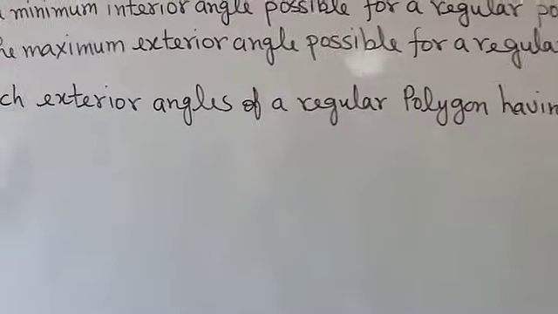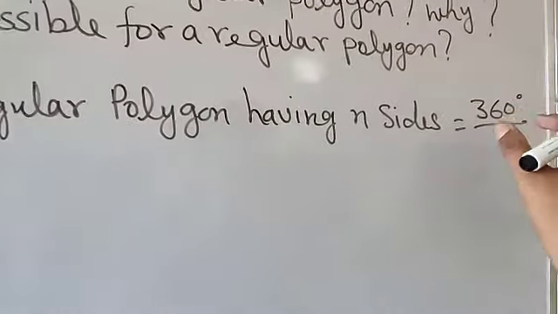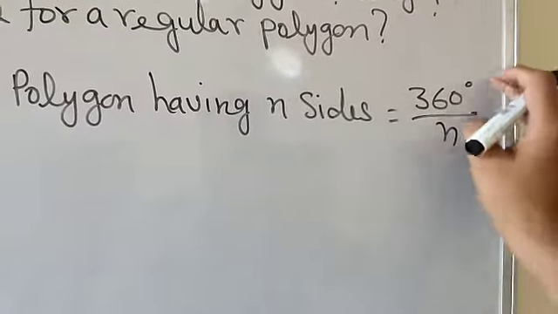Now you need to find the maximum exterior angle. If you are going to find the maximum exterior angle, students, 360 upon n depends on the n.